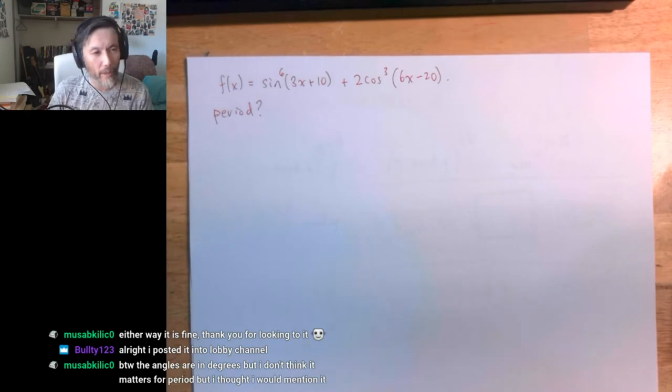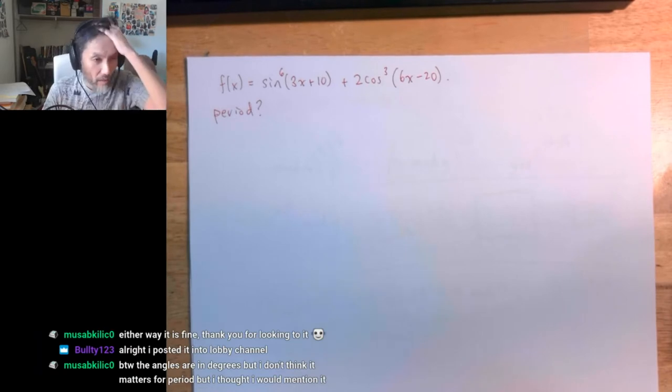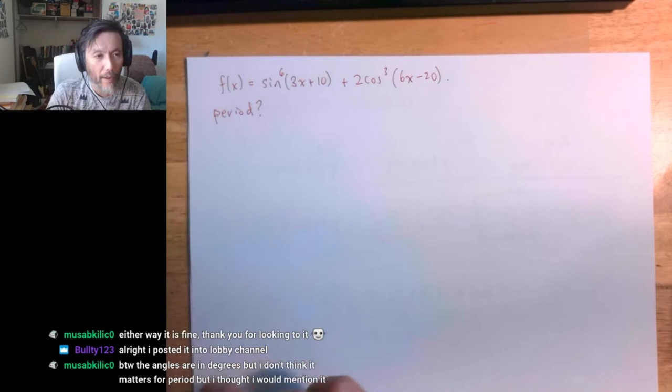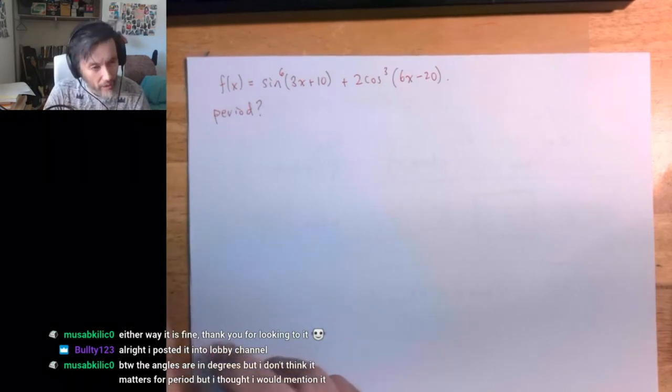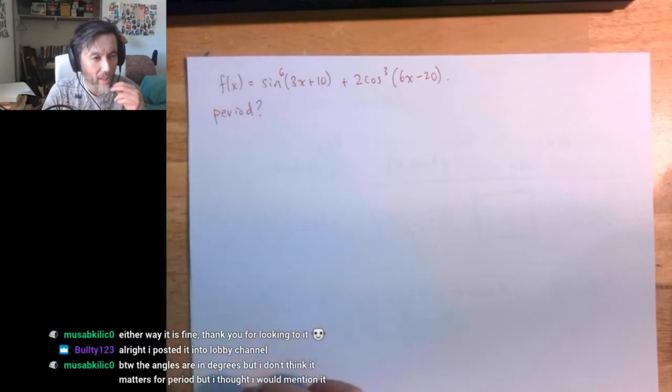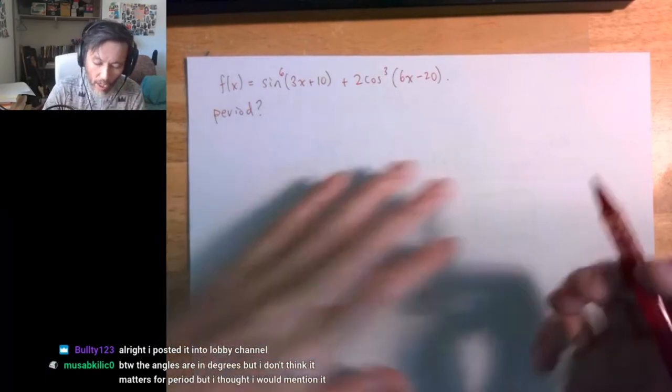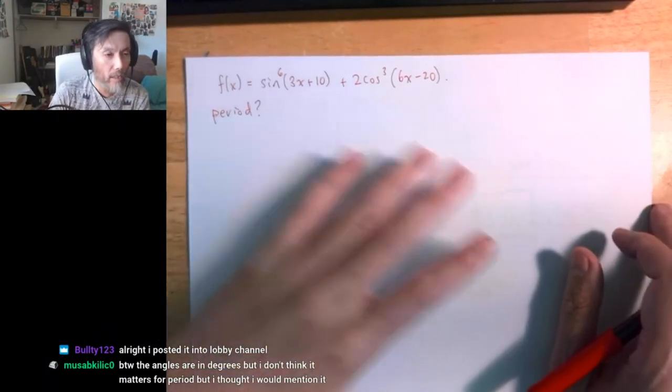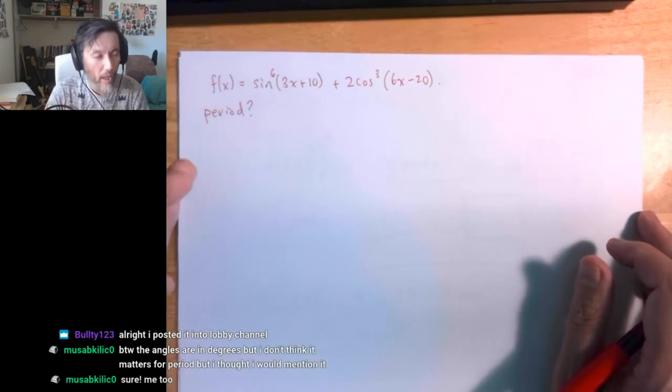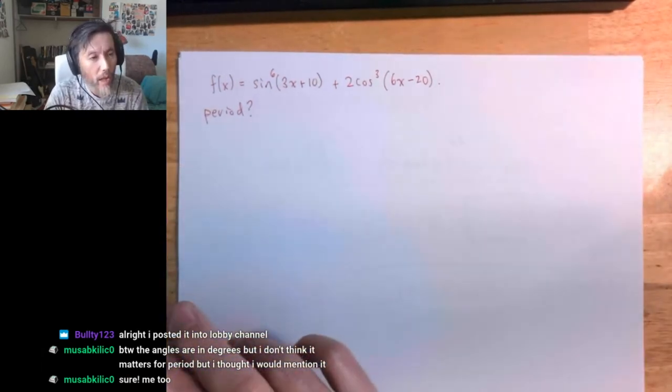It doesn't matter. It's certainly true that the period is going to be measured in some units of angle for sure, but you can convert from one to the other. I typically prefer to use radians when I can, but it's not critical. So the key fact, of course, that I think you probably know is the following.